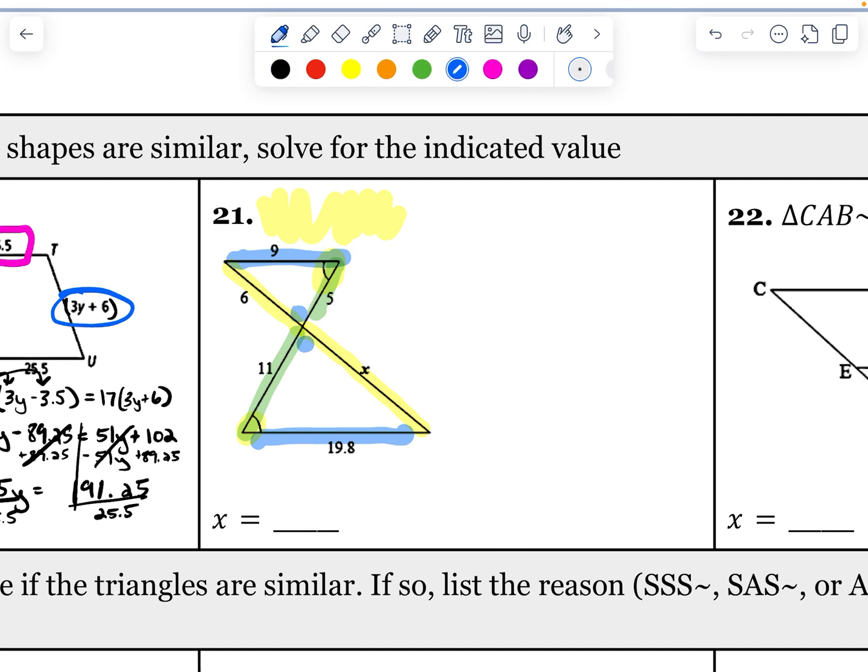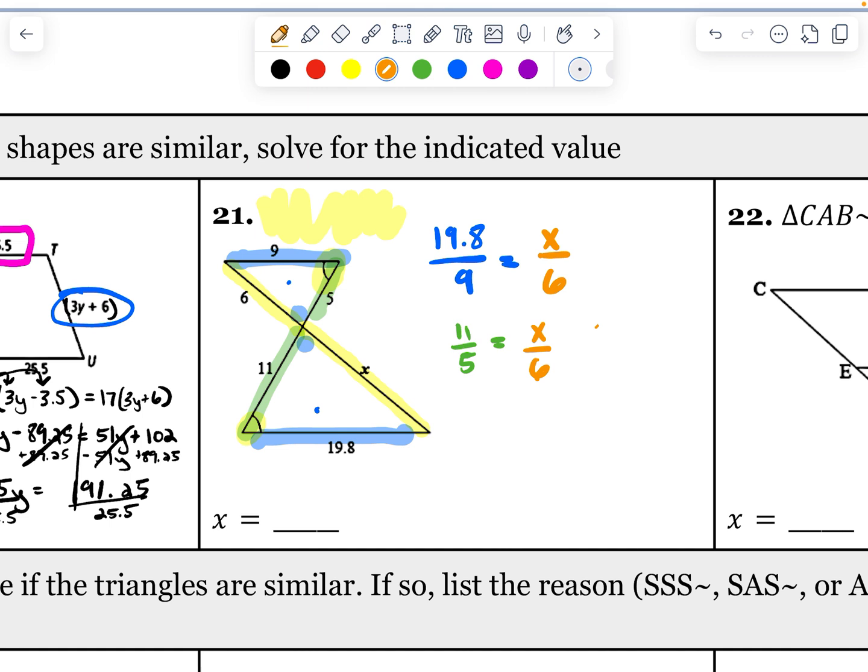All right, so I'm going to do this one over this one. You could do it whichever way you wanted. 19.8 over 9, and I'm looking for X. You could have done 5 over 11 as well. It wouldn't matter. The X over 6. If you had wanted to, you could have set it up as 11 over 5 equals X over 6, all going to be the same proportion. At the end, it does not matter.